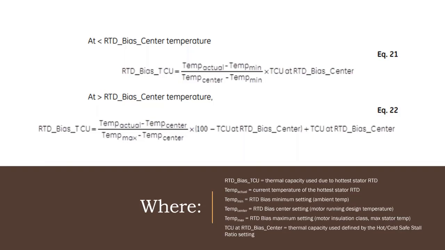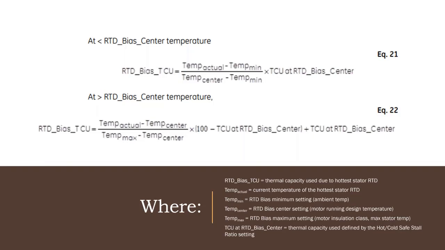So the most important thing to understand is that the thermal overload model and the RTD bias model are two independent models that are running simultaneously. So the RTD model is not adjusting the thermal model. It's not making adjustments. It's not learning. It has no effect whatsoever on the thermal overload model. It's running concurrently. And then at the end of the calculations, the RTD bias thermal capacity used is compared against the thermal overload capacity used, and the greater of those is what the relay actually uses to monitor that motor.